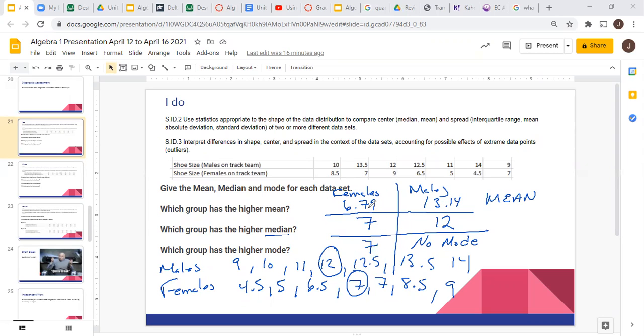It just happens in this case that the median and the mode are the same. That's not always the case at all.